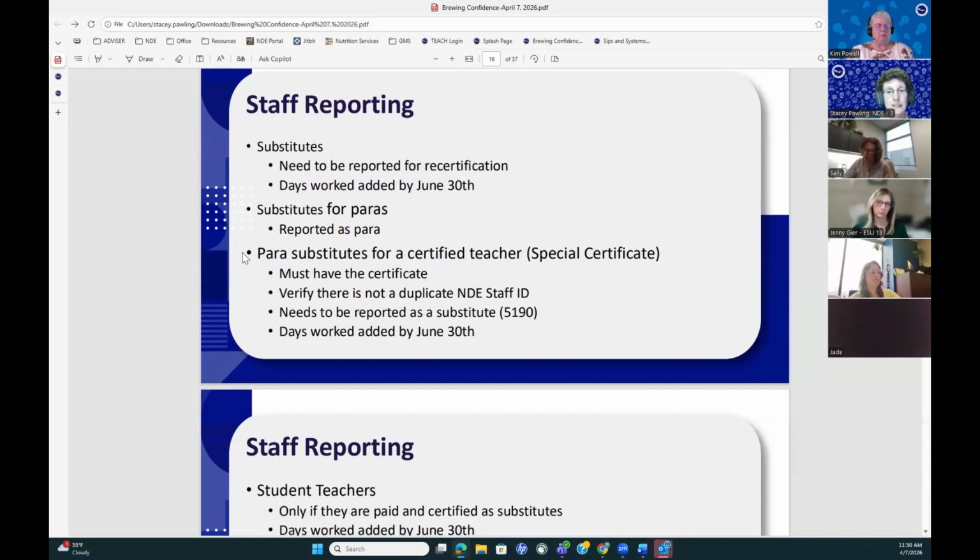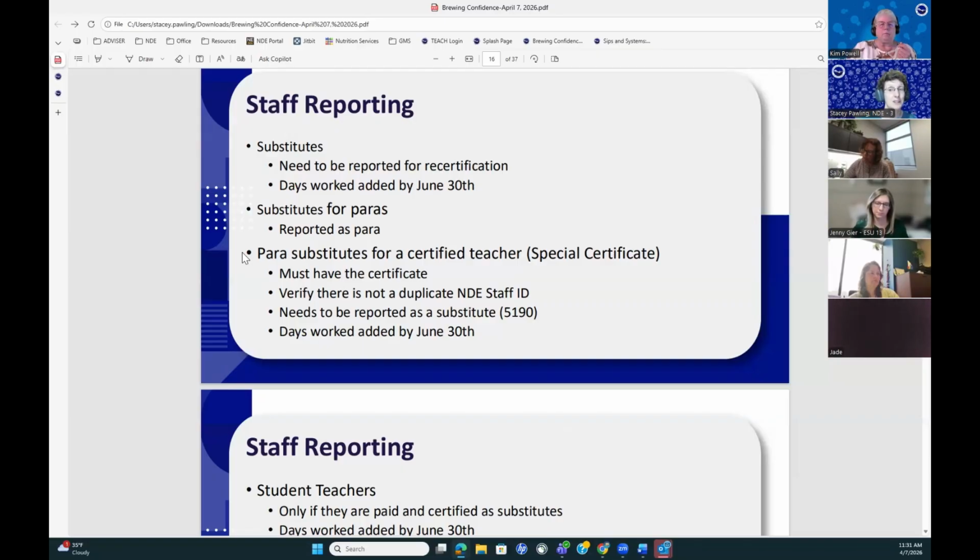And so when this para has this special certificate, then yes, you are going to have two position assignments for them. You're going to have them as a para, because a para is a para is a para. And then you're going to say, oh, but they're also a para substitute, which is confusing. So then they're going to be reported as a substitute teacher at that point.